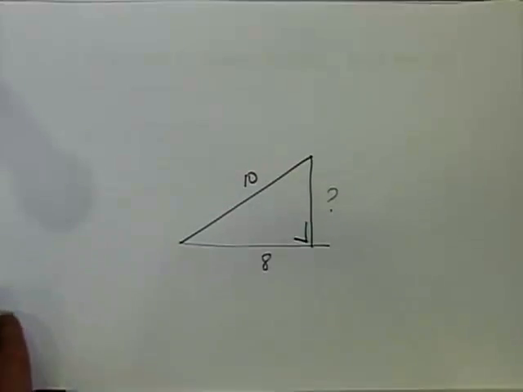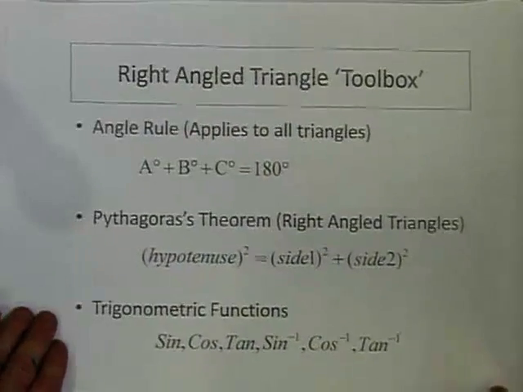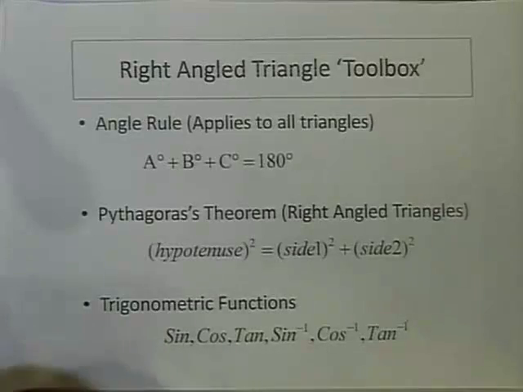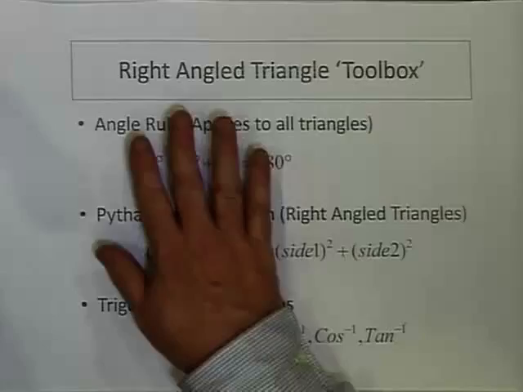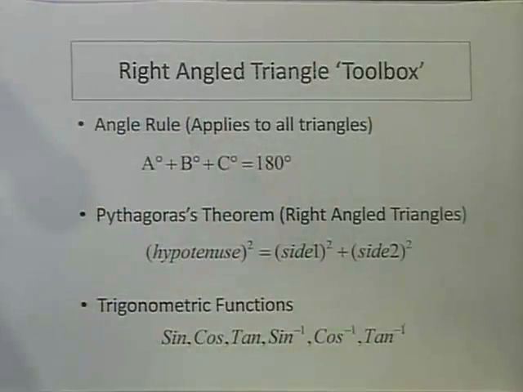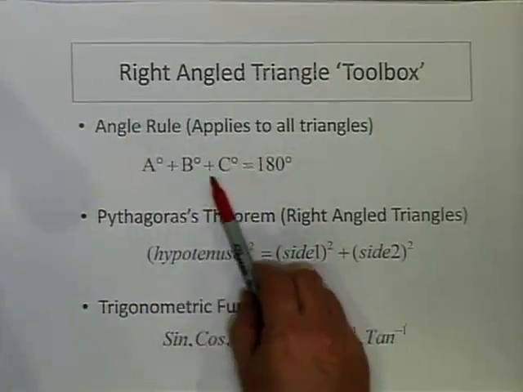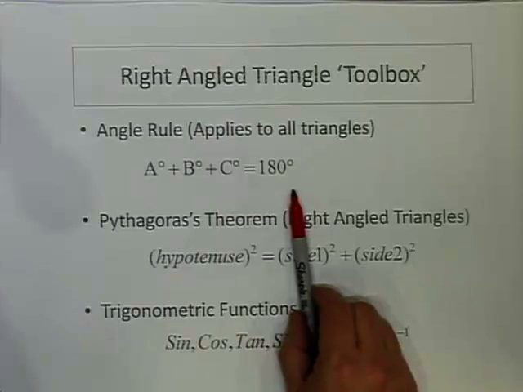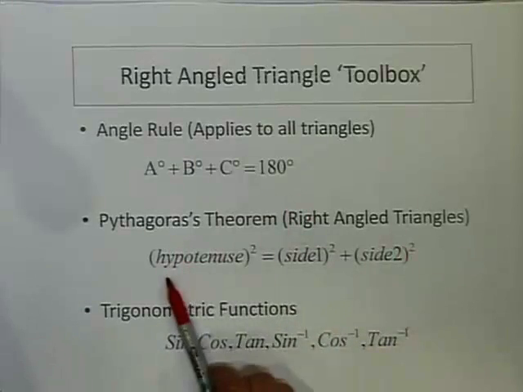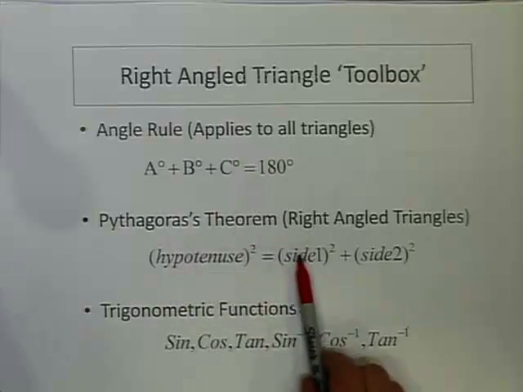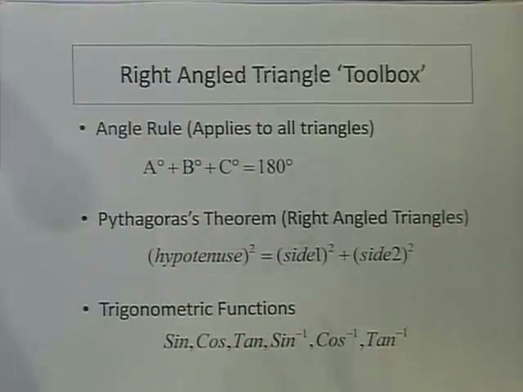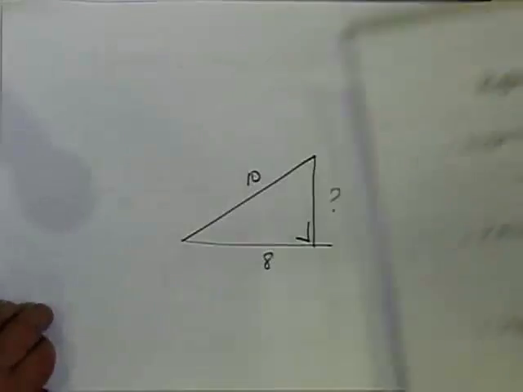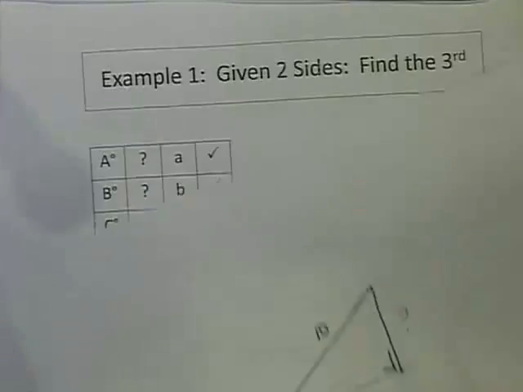Well, to do all of these questions, what I do is I say, what's in my toolbox? We're going to keep this page steady for all of the right angle triangles. Our toolbox, the only toolbox we have, says that all of the angles add to 180. Pythagoras says that the hypotenuse squared is equal to the sum of the other two sides squared. And we also have the trigonometric functions. So, okay, can we solve this question then?